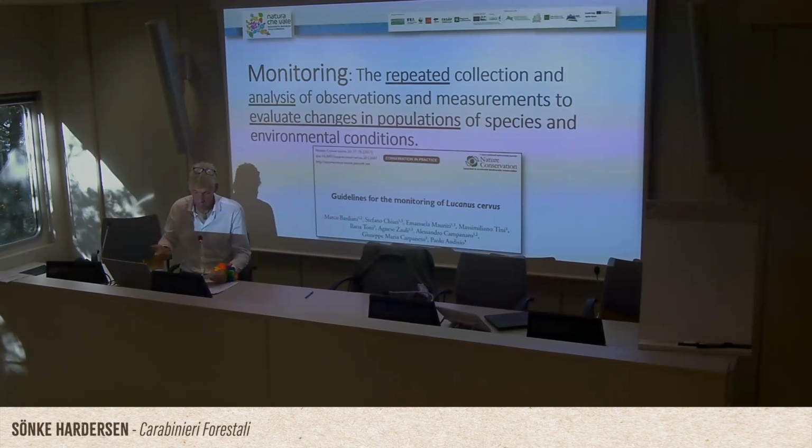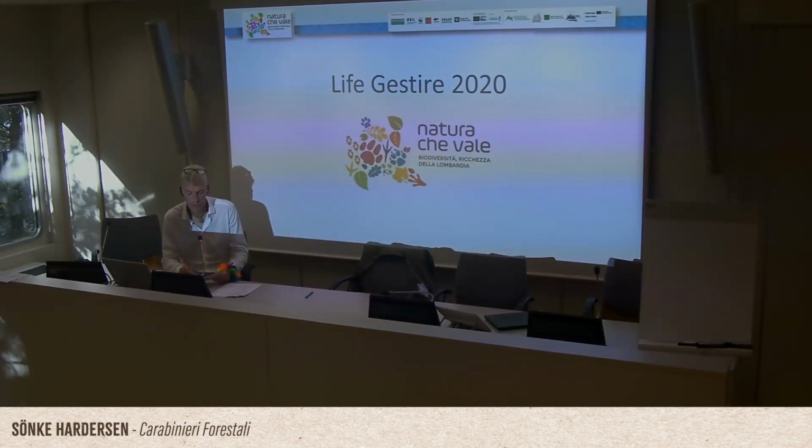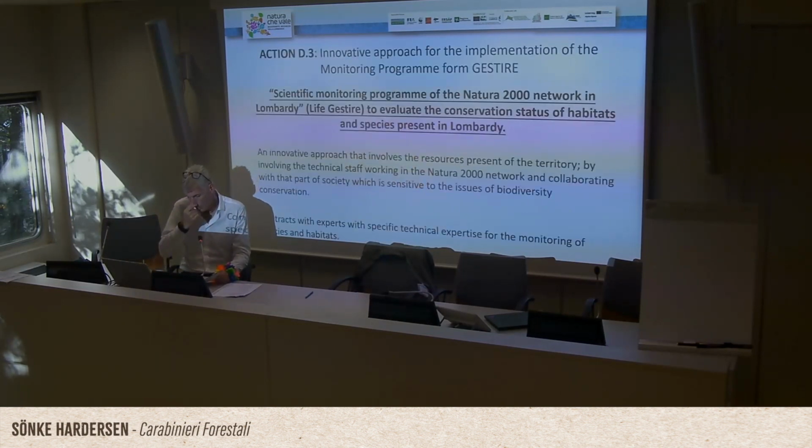For example, here we have some guidelines for the monitoring of Lucanus cervus. The guidelines have been published and already implemented. These guidelines have already been tested, and when possible, it's better to use applied and published methods.